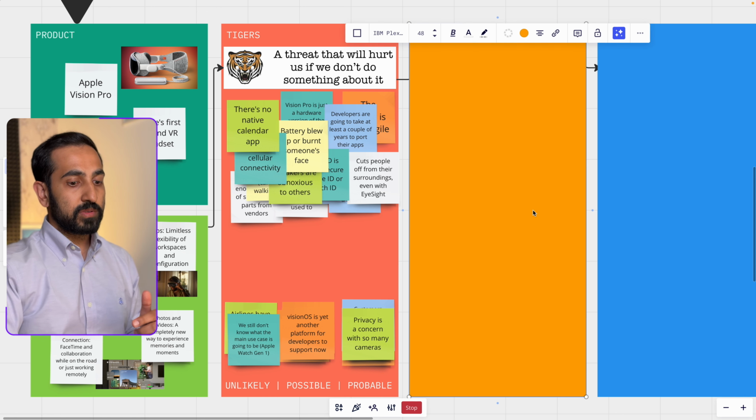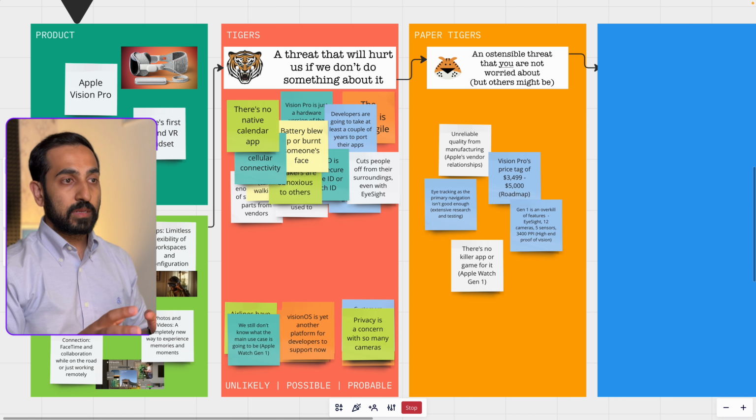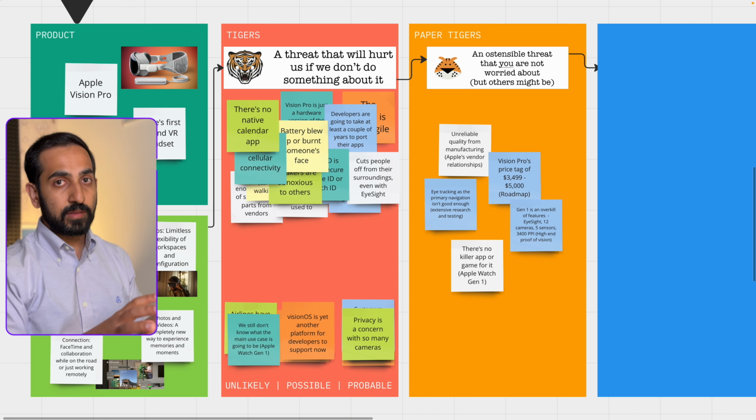But what about something called paper tigers? These are things that other people might be worried about and think are threats, but I'm not worried about. First is the price tag.